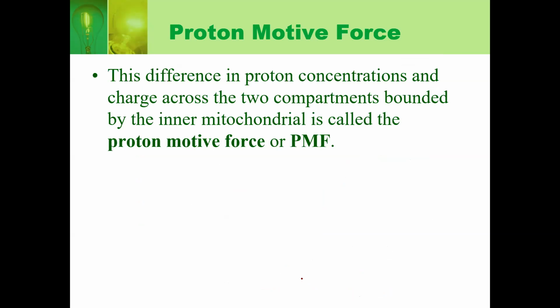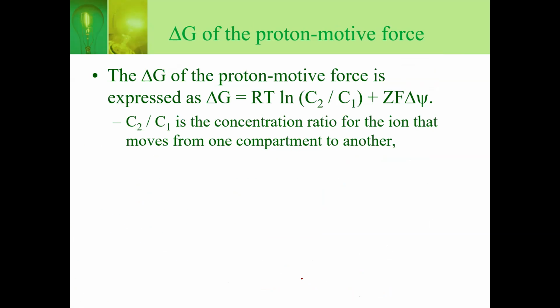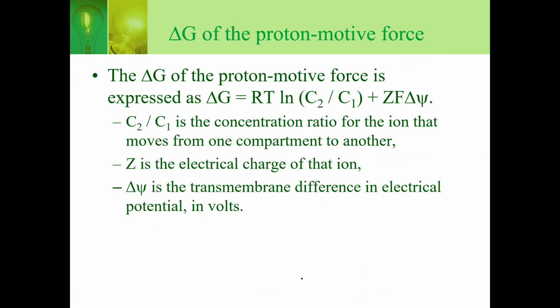And the proton motive force, we just explained that. It's the difference in concentration of protons across the membrane. And the delta G is expressed as this. You have the concentration difference. You have the electrical charge of the ion, +1. And the delta C is that transmembrane difference, the charge difference in electrical potential that's measured in volts. Again, that's something that can be measured.